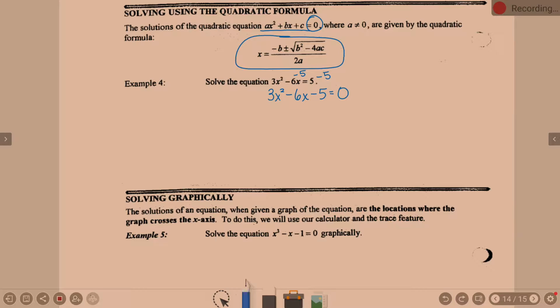Only because it's our first one, not that I make a habit of doing this with pre-calc, but what are my ABCs? A is 3. It's in front of x squared. B is what? -6. It's in front of x. And C is -5. It's the constant added or subtracted at the end. Are you trying it?